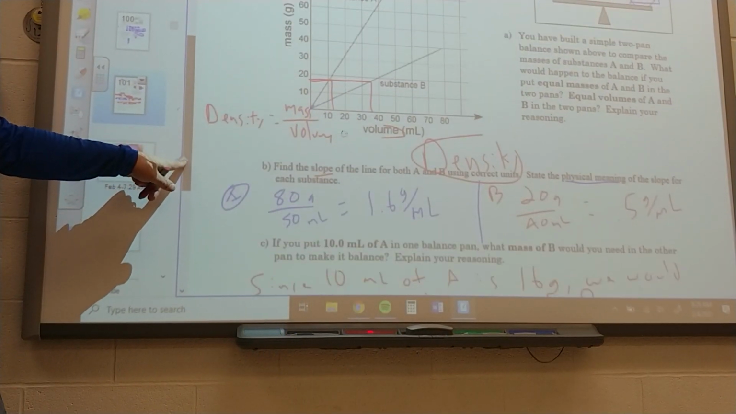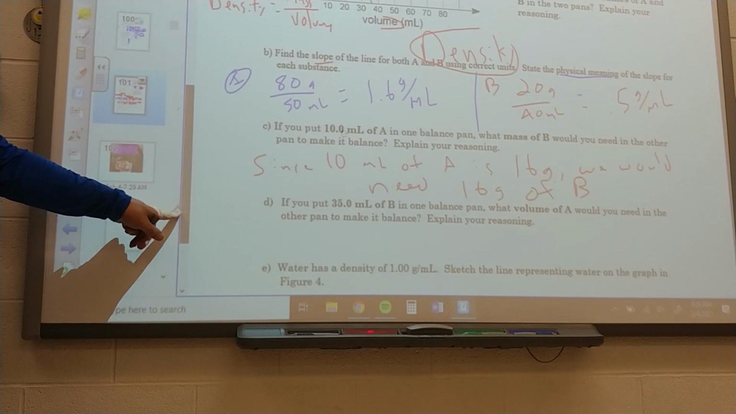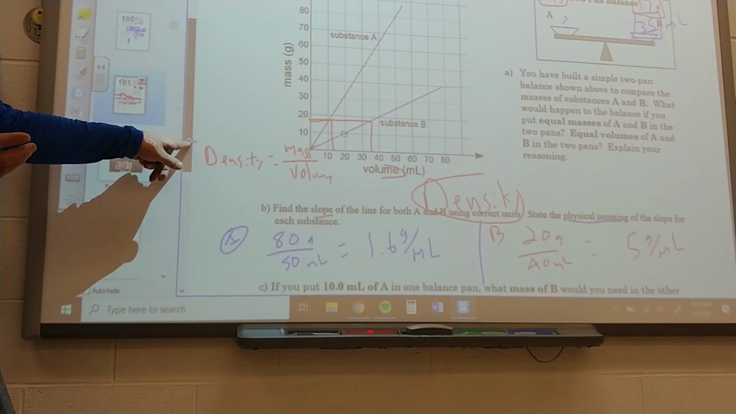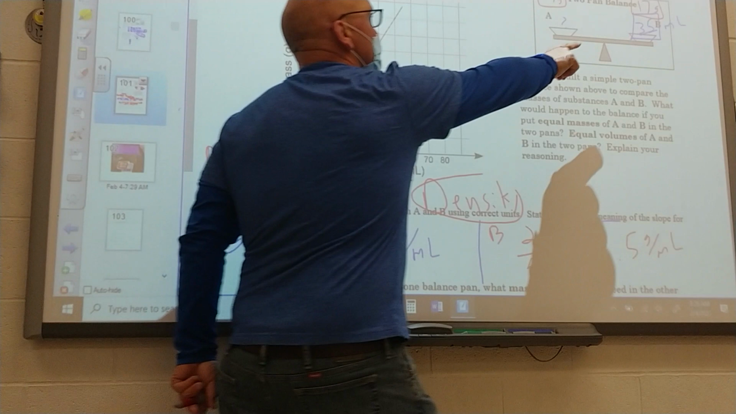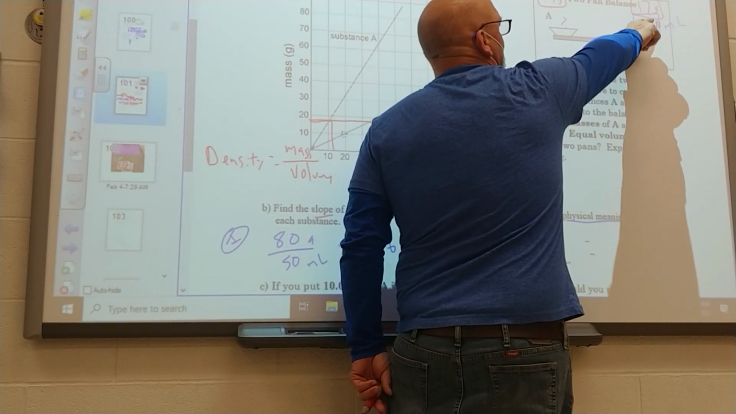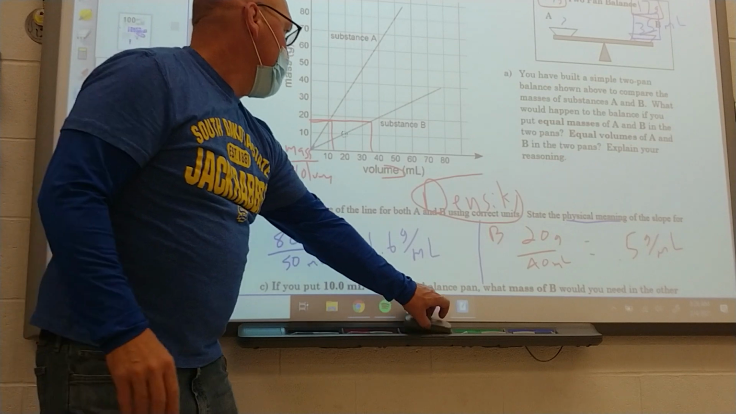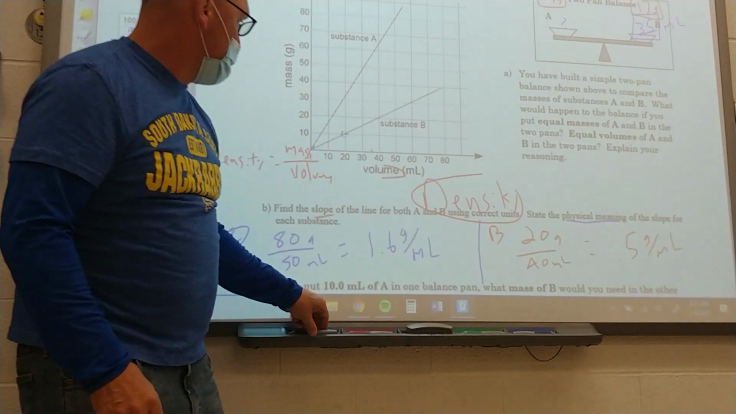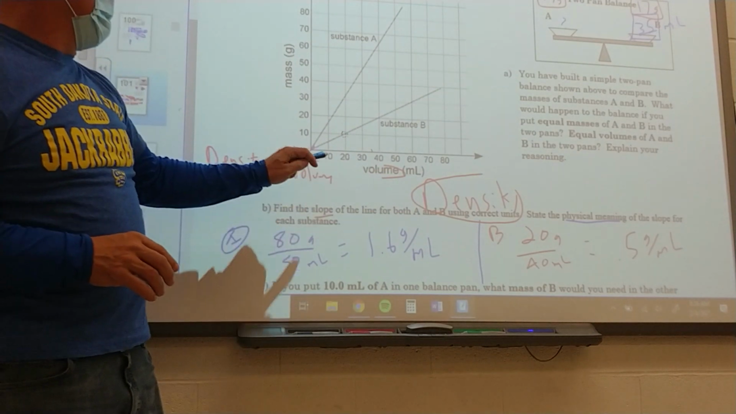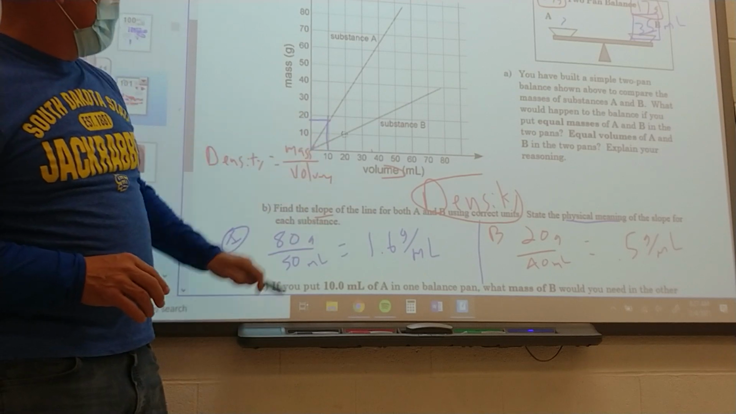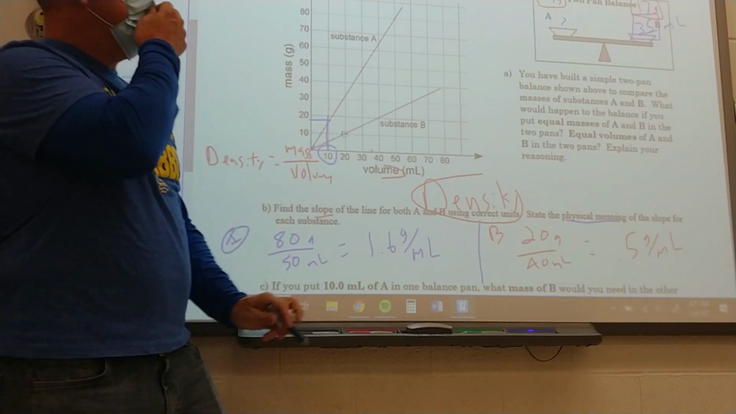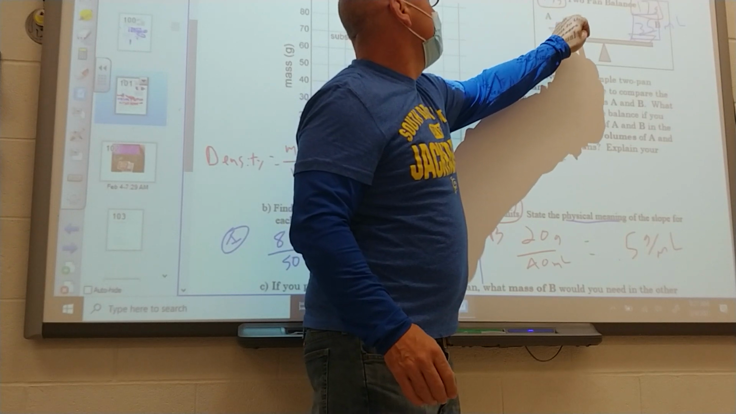The question says this: if you put 35 milliliters of B in one balance pan, what volume of A would you need in order to make it balance? Since 35 milliliters of B has a mass of 17 grams, I'm going to go find 17-ish grams and then go to A. And then I'm going to run that down and go, oh, it looks like I would need about 10 milliliters. Did you get 10?